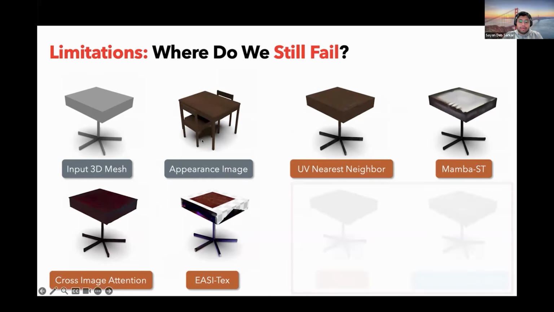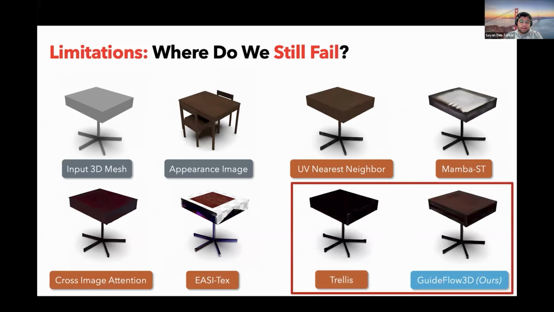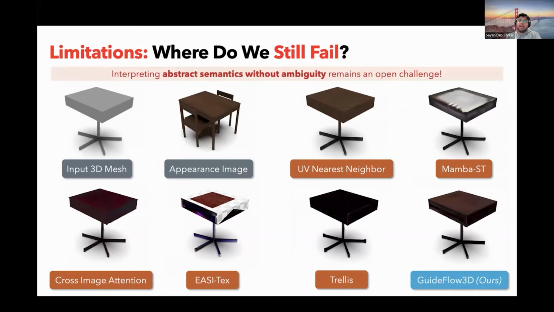So let's say you have this table and you have this combination image where you have a table and a chair, right? What happens is that TRELLIS fails completely. And since the base model completely fails, we are not able to recover. If you still look at it, we're able to recover something, but we are not able to get anywhere closer to the texture that you have here. So essentially, what I'm trying to tell you is that interpreting abstract semantics without ambiguity still remains a very open challenge in this quest. And that's something I would like to see future work coming out in this direction, if any one of you is interested.